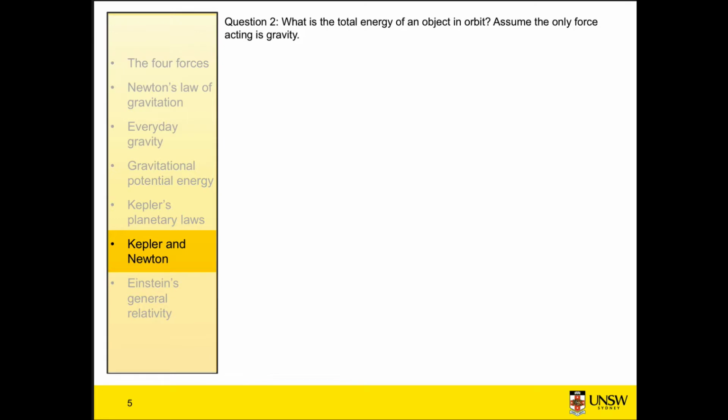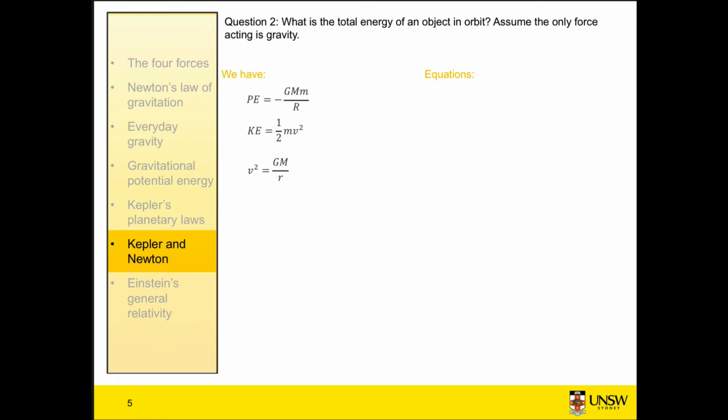The second question is to find the total energy of an object in orbit. So, what do we have? Well, we know that the object is in a gravitational potential field, so it has a gravitational potential energy, and we know the formula for that. We know it has a velocity, keeping it up in orbit. So we know it has a kinetic energy equal to half mv squared. And we know from our previous question that the formula for that velocity is v squared is equal to GM on r.